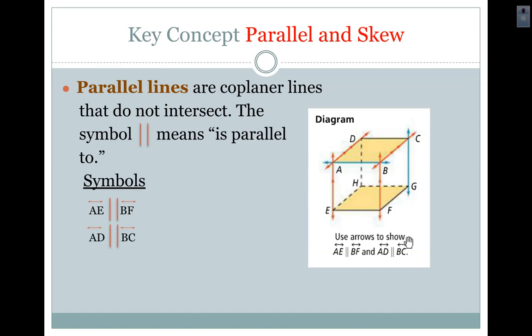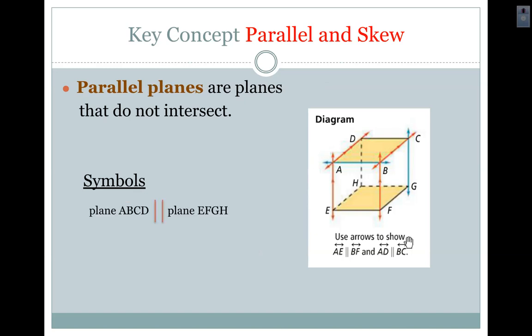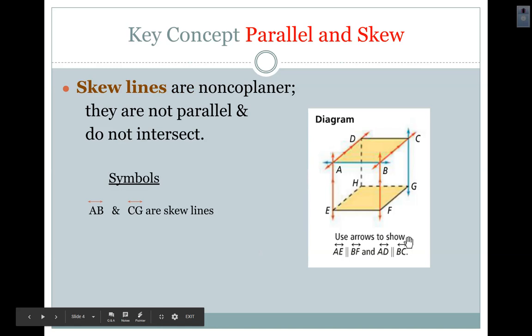So let's look at the next type of lines. These are going to be called skew lines. Skew lines are lines that are not parallel, but they also don't intersect. So they're non-coplanar, which means they're not in the same plane. Lines like AB, the ones in blue here, and CG are not ever going to intersect. They're not in the same plane. You can't draw a plane between these two because one's running this way, one is running this way.